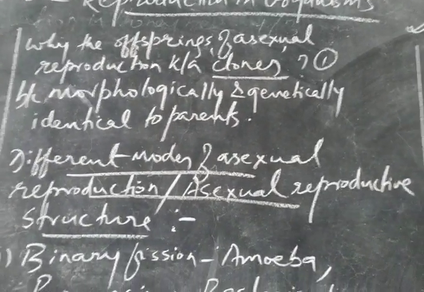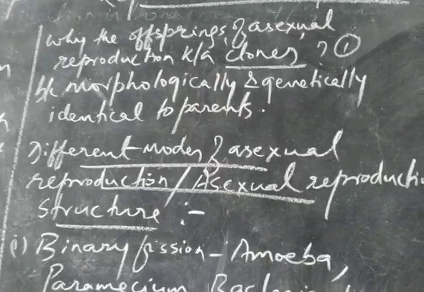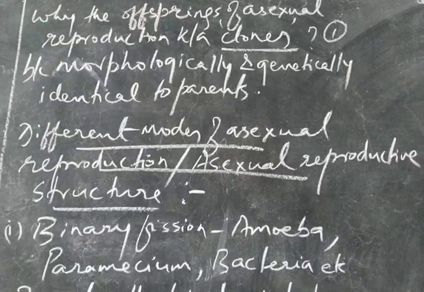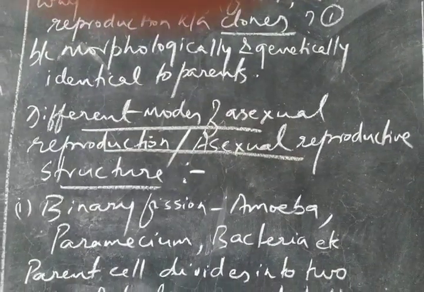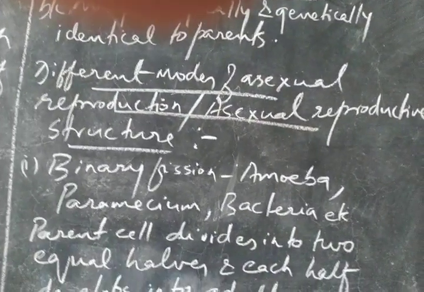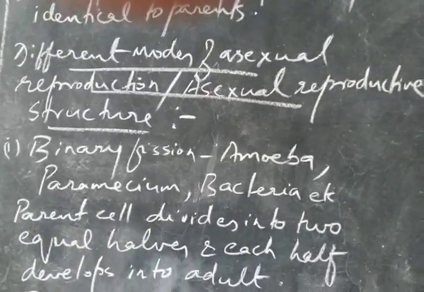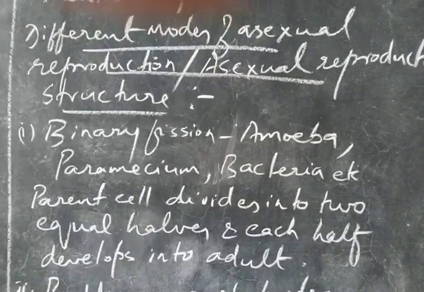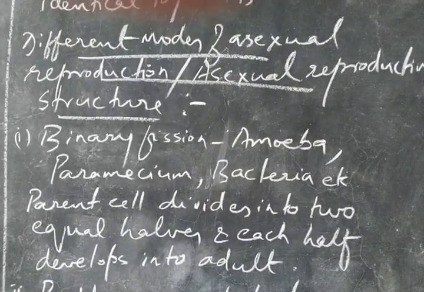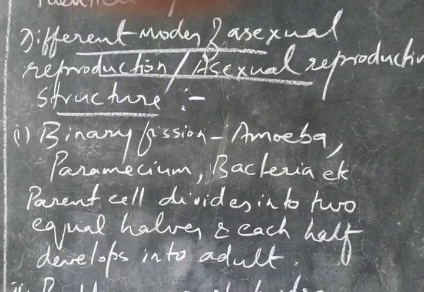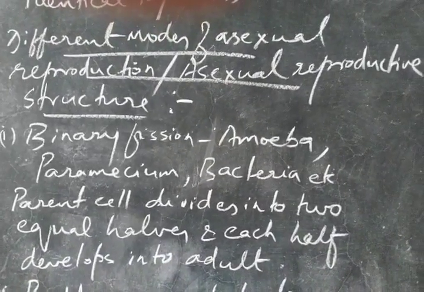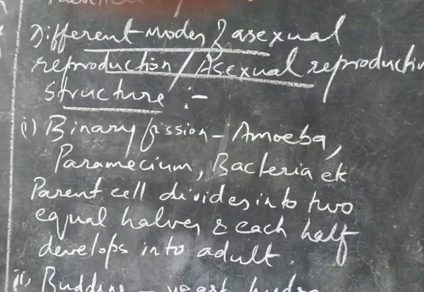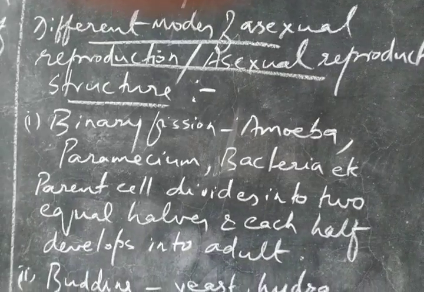Then we will discuss asexual reproduction in detail. There are different modes of asexual reproduction, or asexual reproductive structures. The first one is binary fission. We are well acquainted with binary fission. It occurs in amoeba, paramecium, bacteria, etc., in single-celled organisms, where the parent cell divides into two equal halves, and each half develops into an adult. Here we can add Leishmania also, which causes kala azar. We have studied this in class 12.